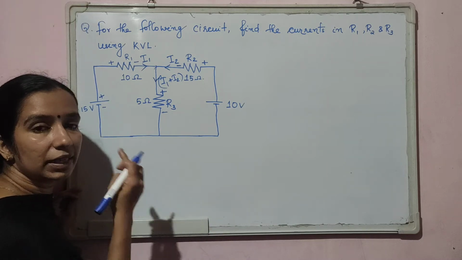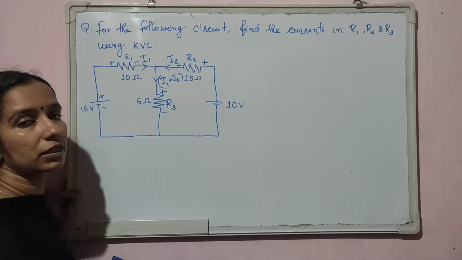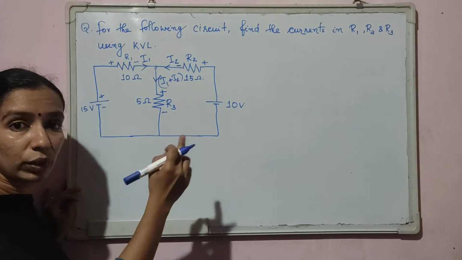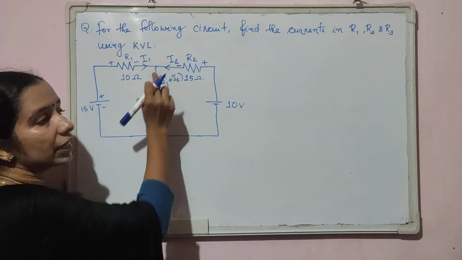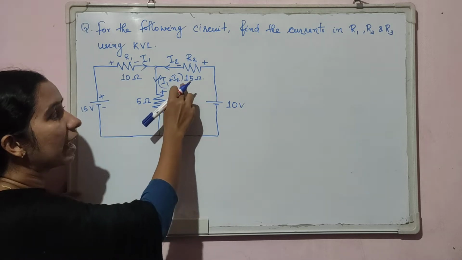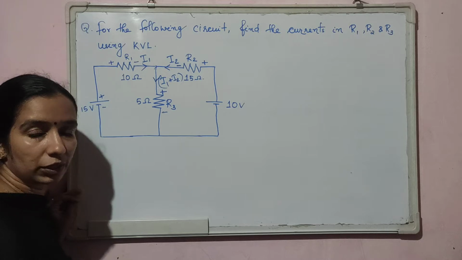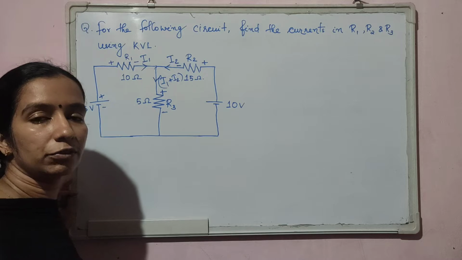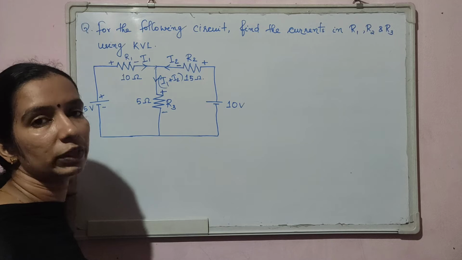Now let us write the Kirchhoff's voltage law equations. Here we have to calculate the currents in R1, R2 and R3. Current in R1 is I1, current in R2 is I2, and current in R3 is I1 plus I2. So here we have two unknowns, I1 and I2. In order to calculate two unknowns, we need two equations.